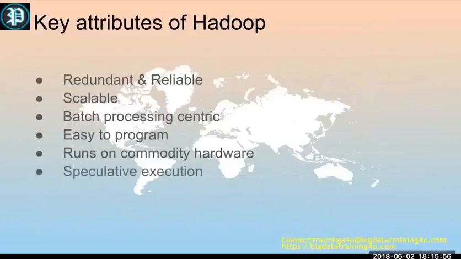So it follows an important feature called speculative execution. It is very much important. I think when we are discussing about MapReduce programming, we will discuss more on the speculative execution. So these are some of the key attributes of Hadoop.